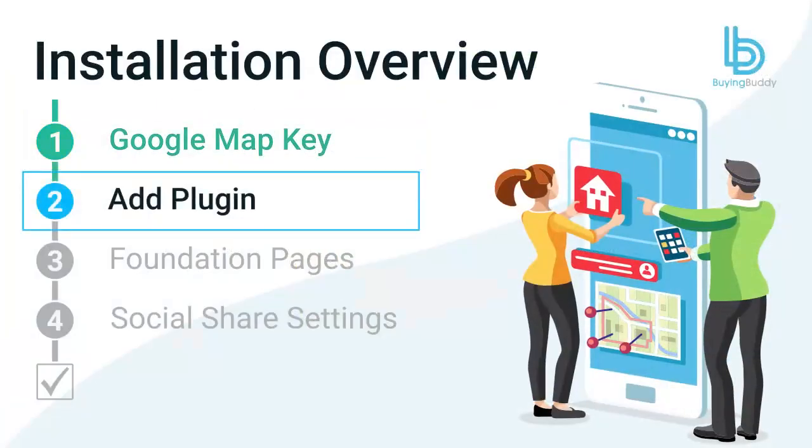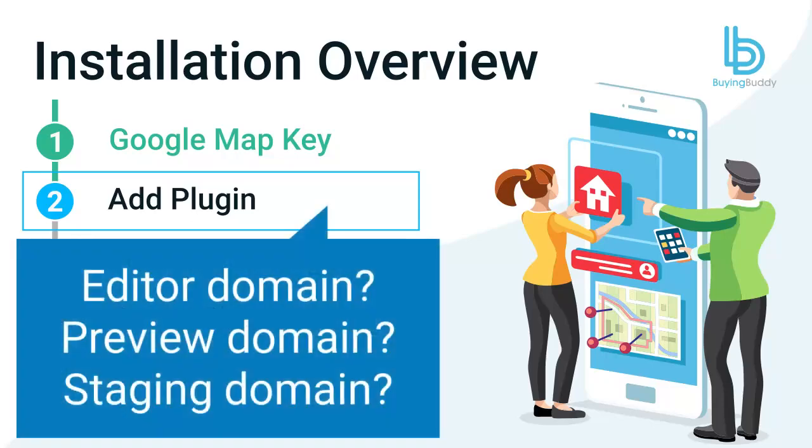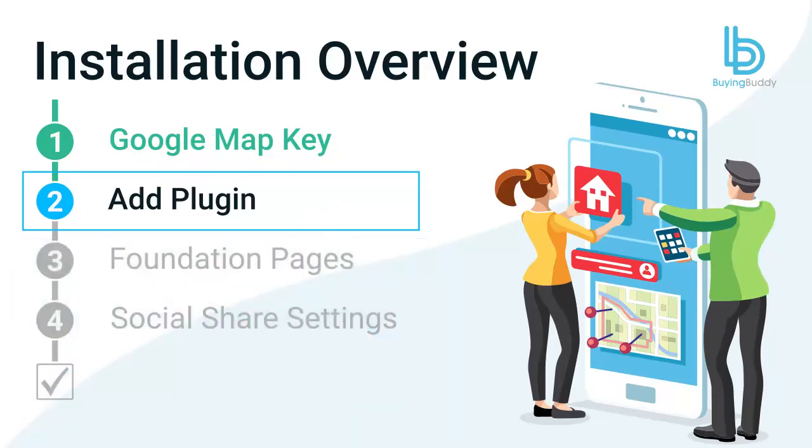Next, add the Buying Buddy plugin to your website. The plugin will only work on the domains listed in your Buying Buddy account. If your website has a special editor or preview domain, or if there's a separate staging domain, then submit a help ticket with details so you can also see widgets on these domains.